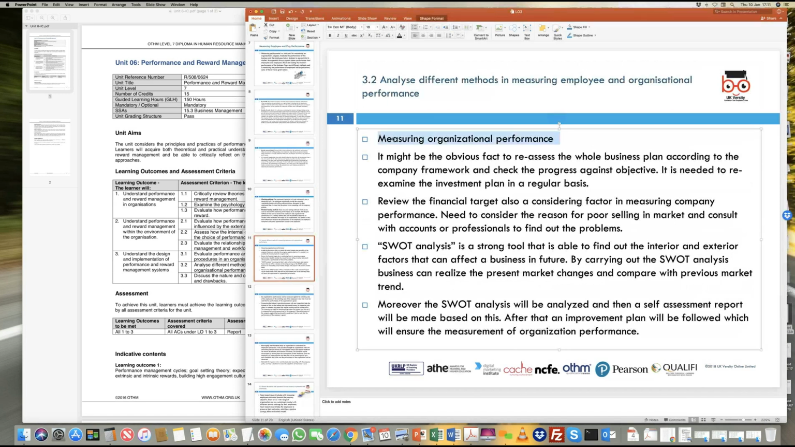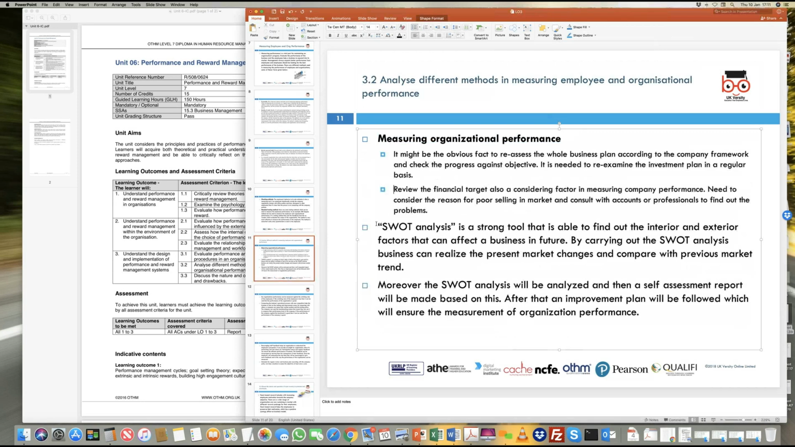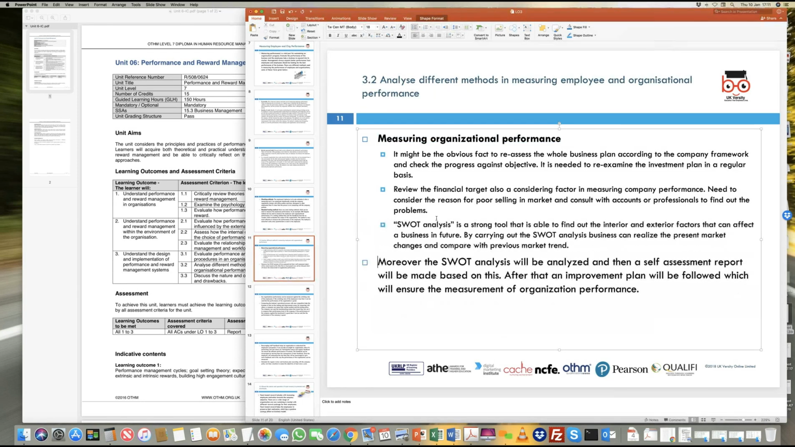Now, when we look at measuring organizational performance, organizational performance measurement is something which is a large-scale process.